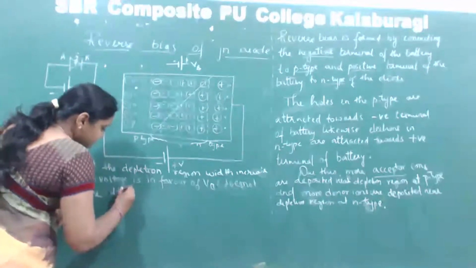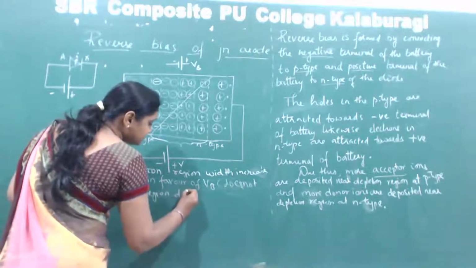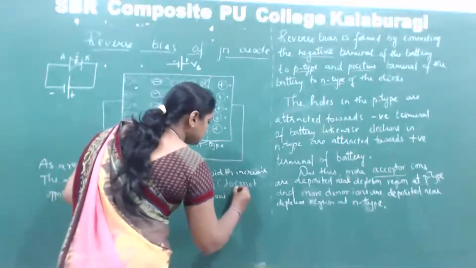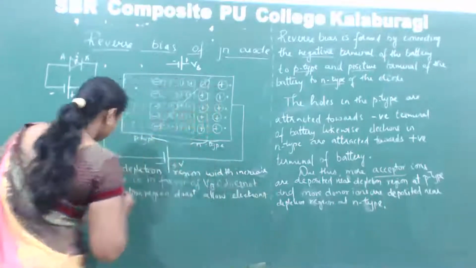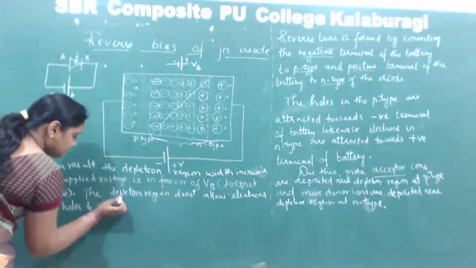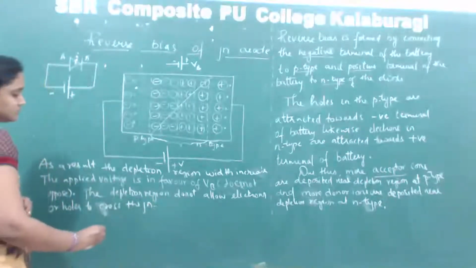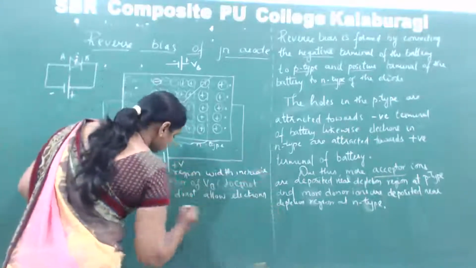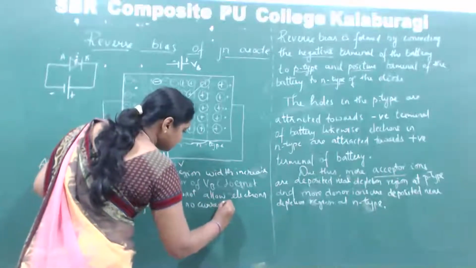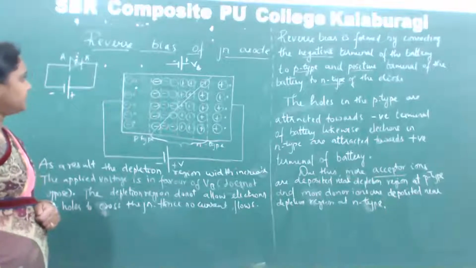The depletion region does not allow electrons or holes to cross the junction, hence no current flows. Hence there will be no flow of current in the reverse bias condition.